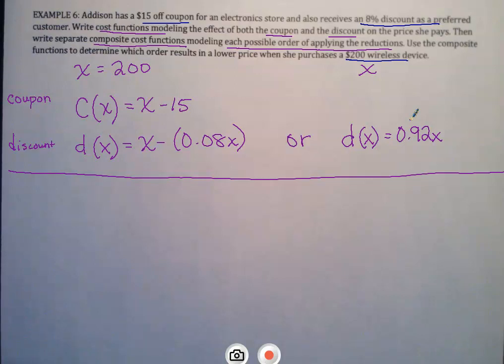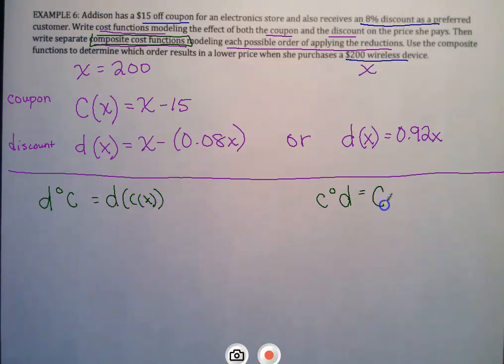Okay. All right. So then we're on to writing the separate composite cost functions. A composite function is when we're combining these two things together, right? So when we're doing the d of c or the c of d. Or you can say this is the same thing as the d of c of x, where this one is the c of d of x.